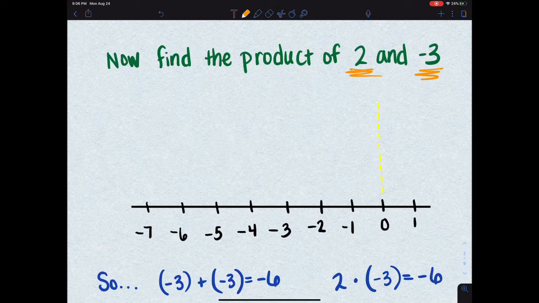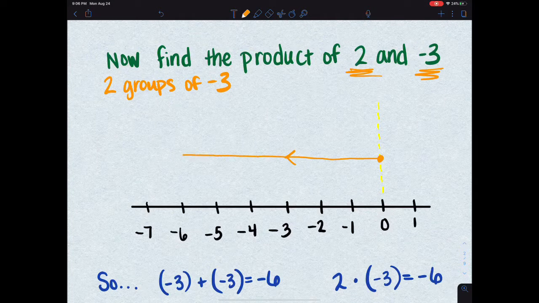And you can do it, 2 and negative 3. You can do it if you say like 2 groups of negative 3. Okay, so here I'm going to start at 0, and then I'm going to say negative 3, 1, 2, negative 3, that's one group of negative 3, 1, 2, negative 3, that's another group of negative 3, and I'm going to end up at negative 6. So 2 times negative 3 is equal to negative 6.